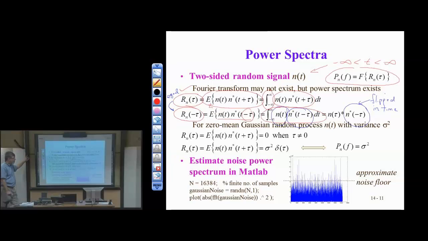Okay, so let's have this play out for the Gaussian random process. We start with our earlier discussion of the background noise, thermal noise in the system. A good model for this is a Gaussian random process with zero mean and variance sigma squared.